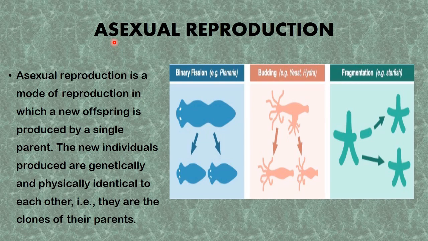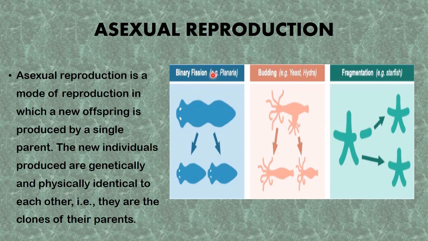Now, we'll be looking closely at asexual reproduction. What is it? Asexual reproduction is a mode of reproduction in which a new offspring is produced by a single parent. This is one of the major differences between sexual and asexual reproduction. Asexual reproduction requires only a single parent. The new individuals produced are genetically and physically identical to each other. In other words, they are clones of their parents.